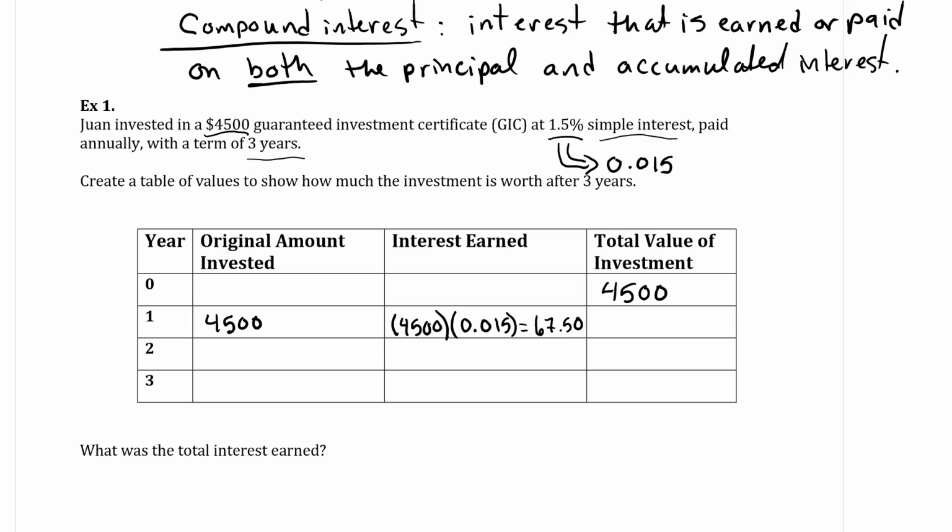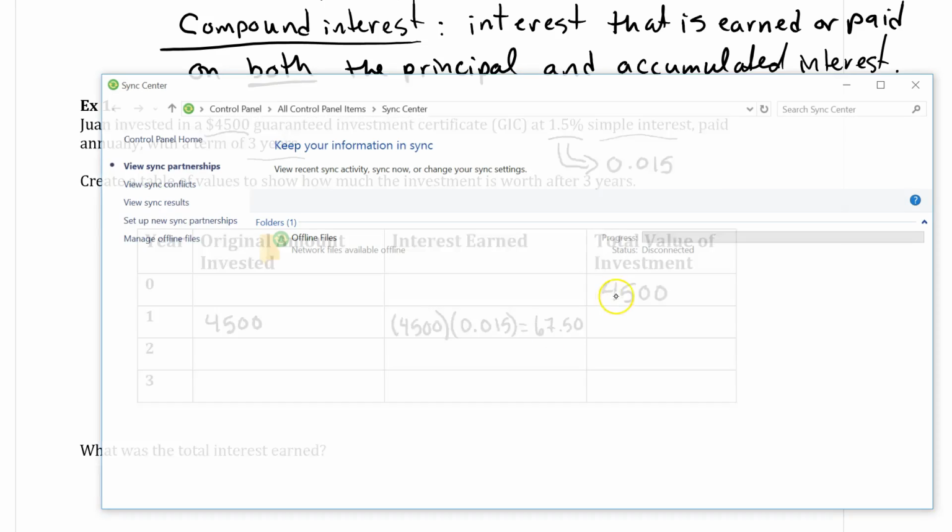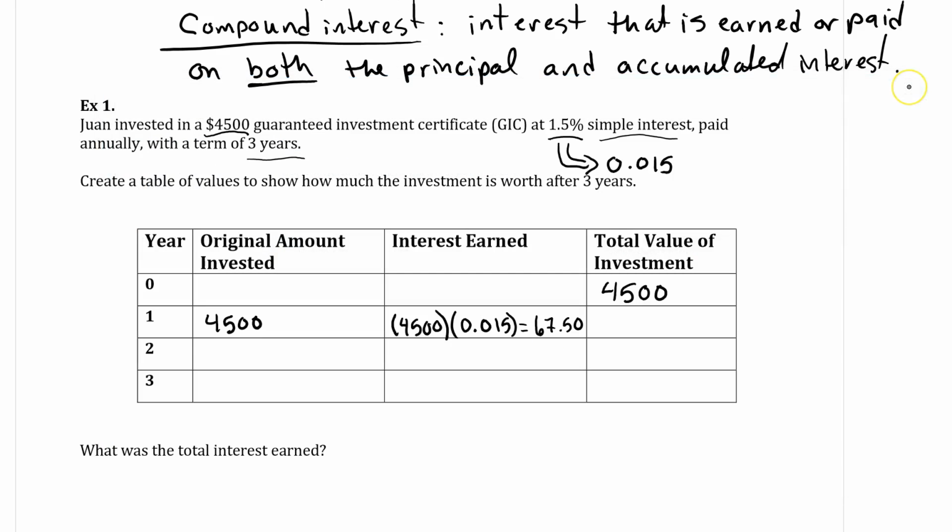When we put that in our calculators, that is $67.50. So at the end of the first year, the total amount is the interest plus the value of the investment. When we add $67.50 to $4,500, we get $4,567.50. What happens the next year?